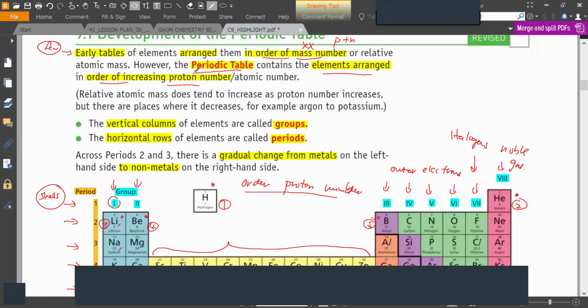And then we have the vertical columns, which are the groups. So these are the groups. Horizontal rows are periods.